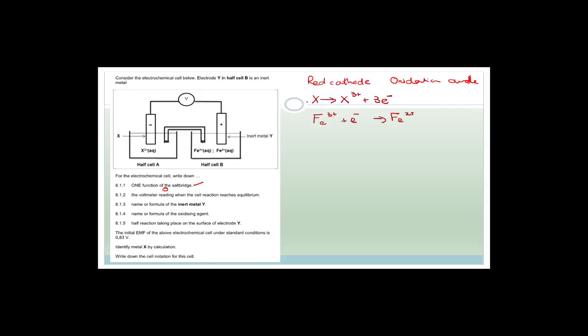Okay. So do you agree that because this is giving away electrons, this must be oxidation happening here? This is oxidation, and therefore what is happening here is reduction. So this is the cathode and this is the anode. If the reduction is occurring here, what is the oxidizing agent? The oxidizing agent is the one that's being reduced. So Fe3+ is being reduced to Fe2+.